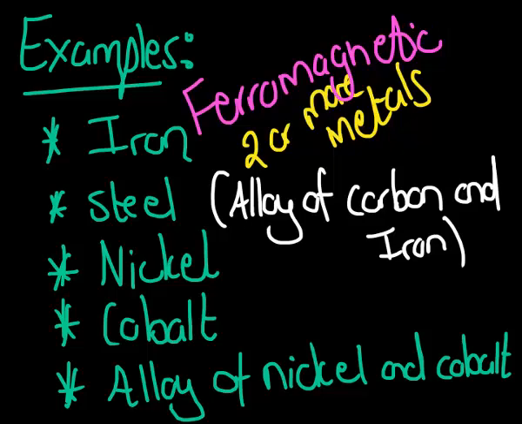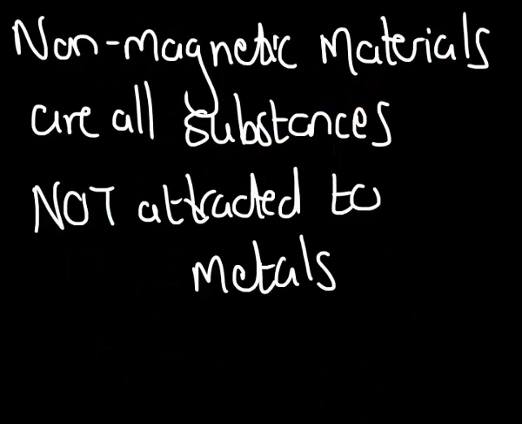Now all of these magnets, usually when they are heated to around about 770 degrees Celsius, will then actually lose their magnetism. So if you do have a magnet, it's important not to let it get heated up too much, because then it will indeed lose its magnetism. Now our non-magnetic materials are all other substances that are not attracted to metals. So that will be things like aluminium or plastic or wood, any of those types, as well as any other element on the periodic table that is not attracted to a magnet.